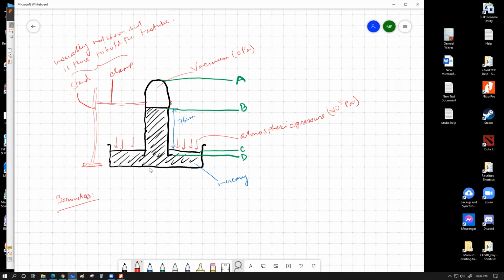This very low pressure is considered negligible slash zero.